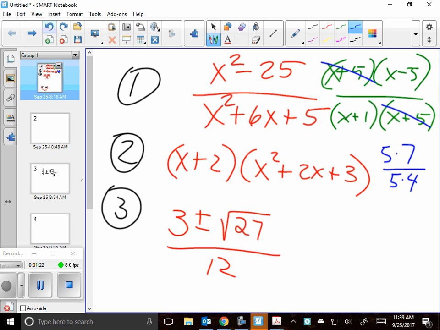So that's why we factored it. And that's why that's the final answer. X minus 5 over x plus 1.